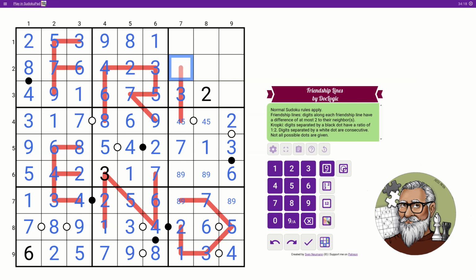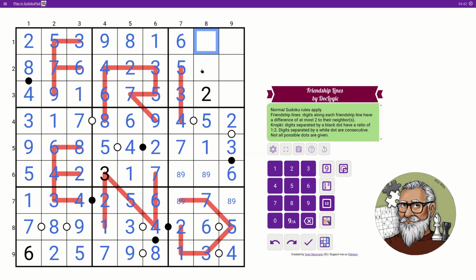Oh, it can't be 1. It can't be 1. So it's not 1. It's not 2, 3, or 4. So it has to be a 5, which resolves this. That's nice. And here I still need a 6. Yeah, I do need a 6. Right.